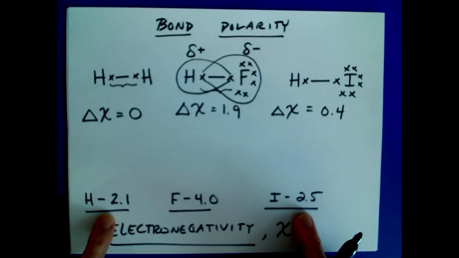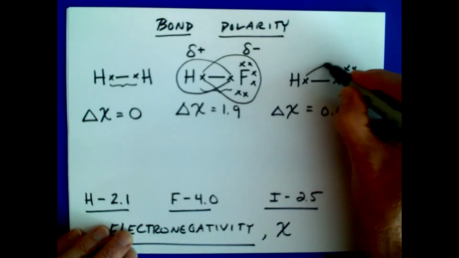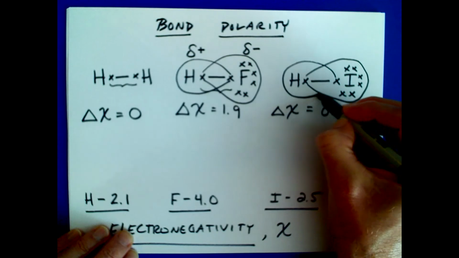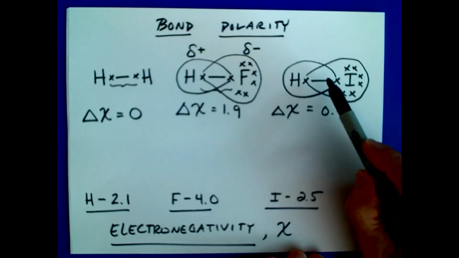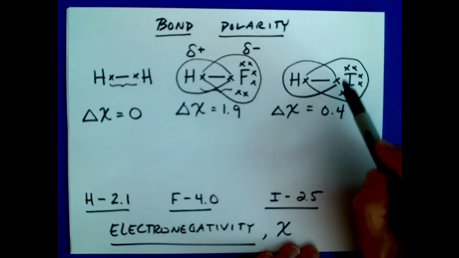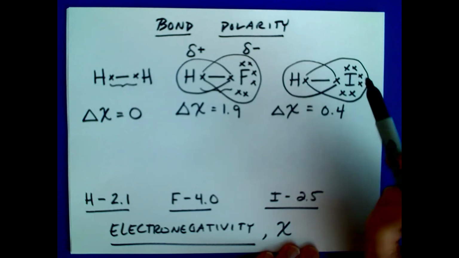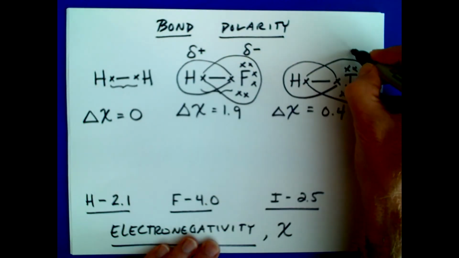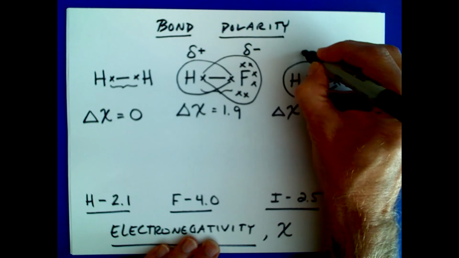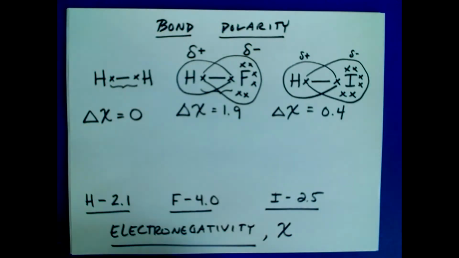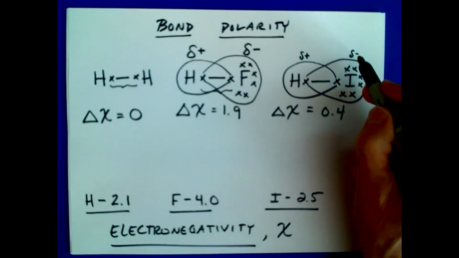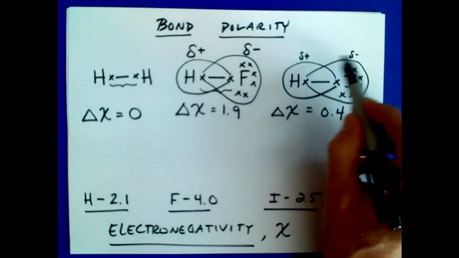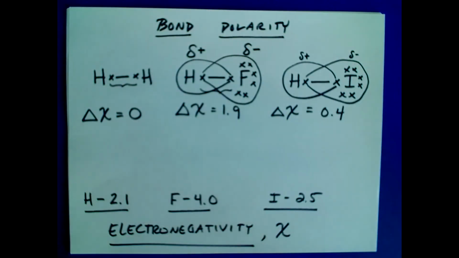The same thing occurs over here with a difference in electronegativity between iodine and hydrogen being 0.4, with iodine being the more electronegative element. However, in this case, the difference in electronegativity is not as stark, and so while these two electrons will spend a little more time around the iodine than they will around the hydrogen, the difference in electronegativity accounts for a smaller delta negative and a delta positive than what we see in fluorine. And I'm indicating that just by drawing the delta smaller in this case.